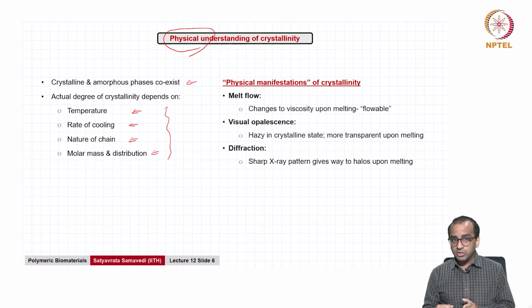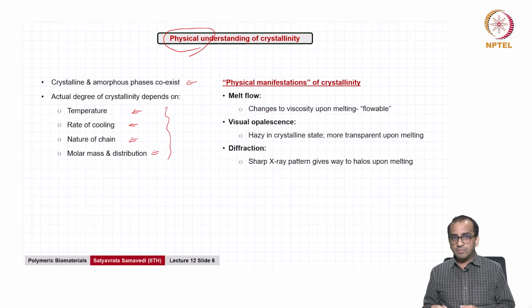Temperature, as we will see very shortly, there is a certain sweet spot temperature range over which crystallization can be favored. Below that temperature, chains do not have enough flexibility. Above another temperature in the melt, above the melting temperature, the chains are so dynamic and flexible that it is not easy for them to form these ordered structures at all.